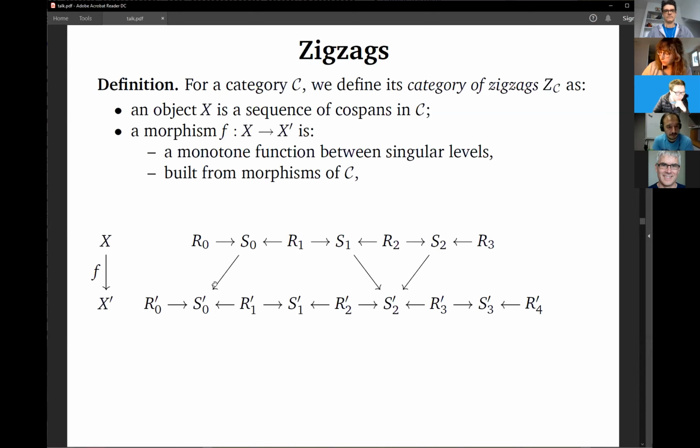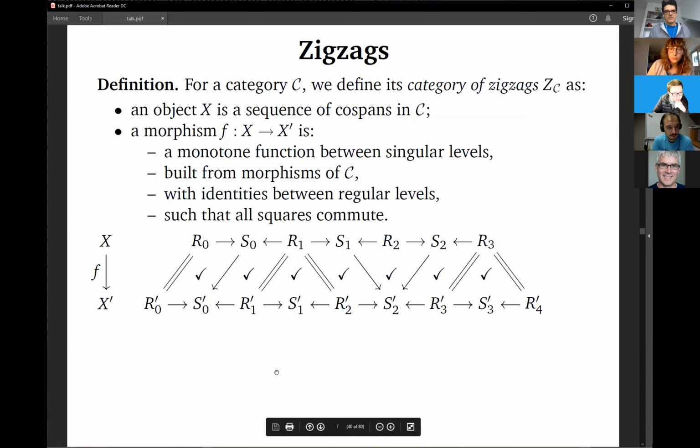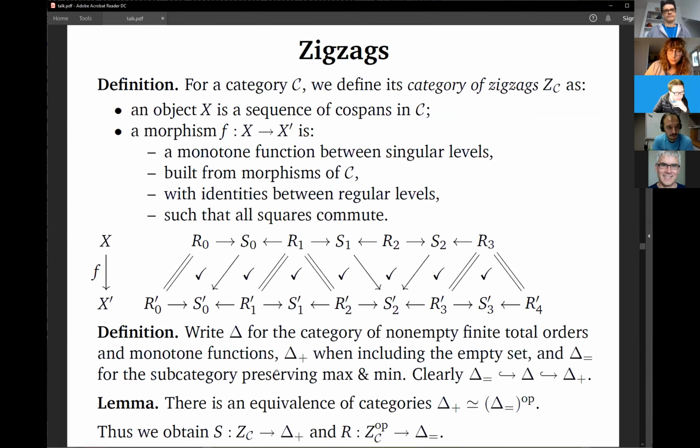So I build the graph, as it were, of that monotone function, and I actually instantiate these as actual C morphisms. Then between the regular levels, which are the sources of the cospan morphisms, there's always a unique way to fill in with identities. What we're left with is now a bunch of squares, and we ask that these be commutative squares. And then we're done. So for any category C, we have its category of zigzags, Z of C.